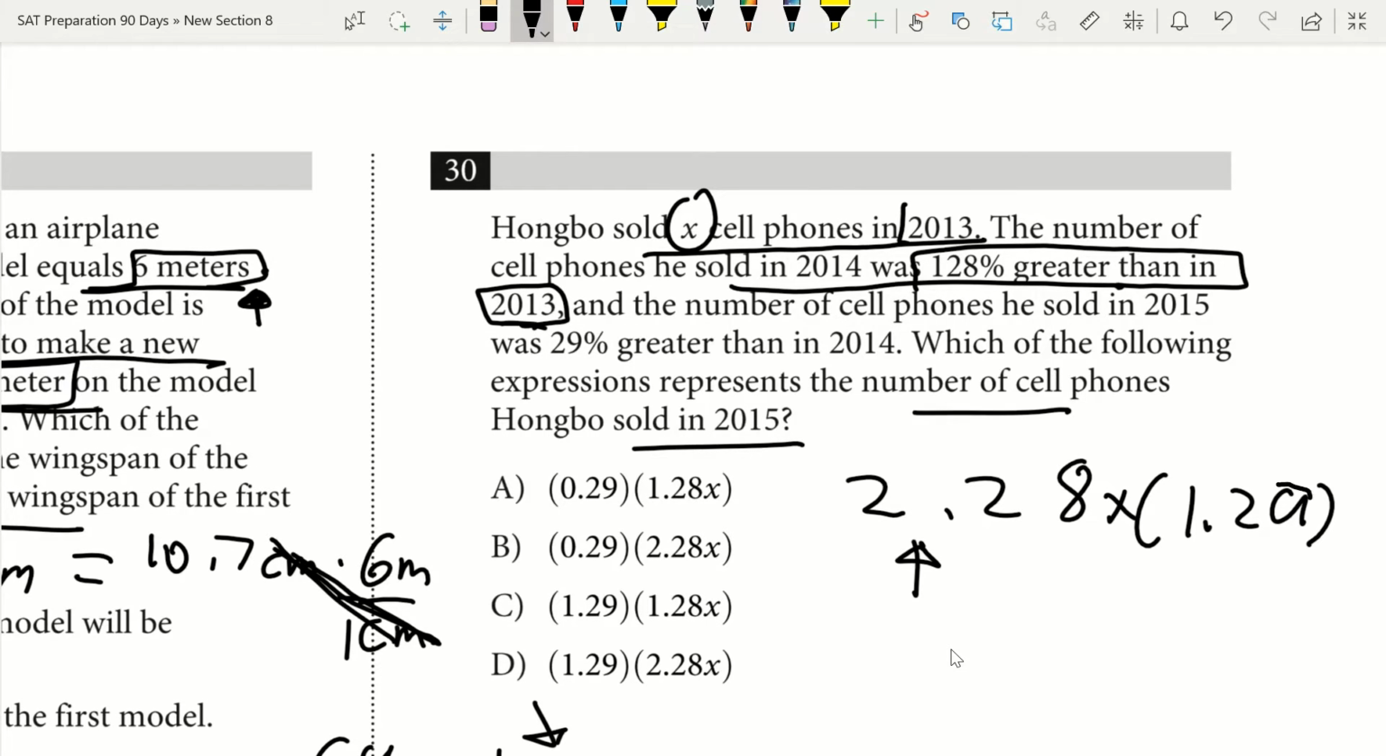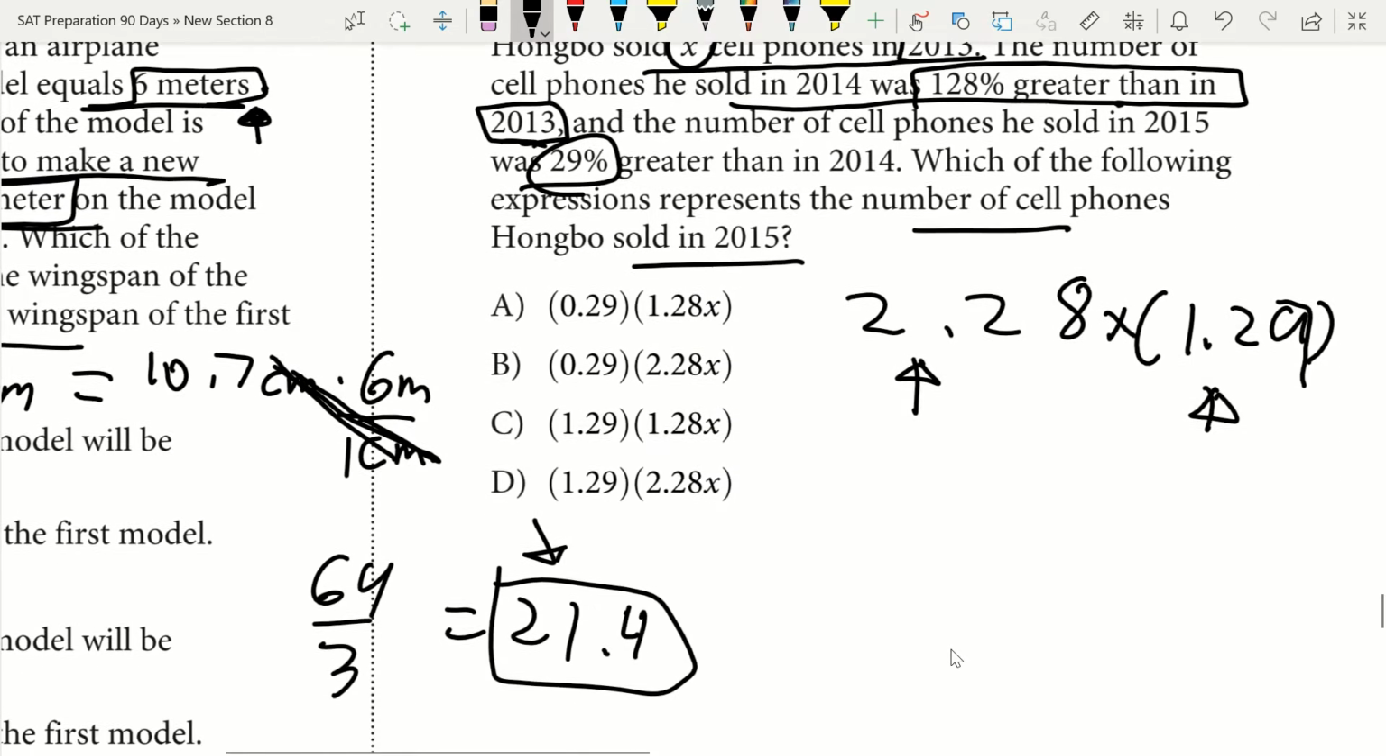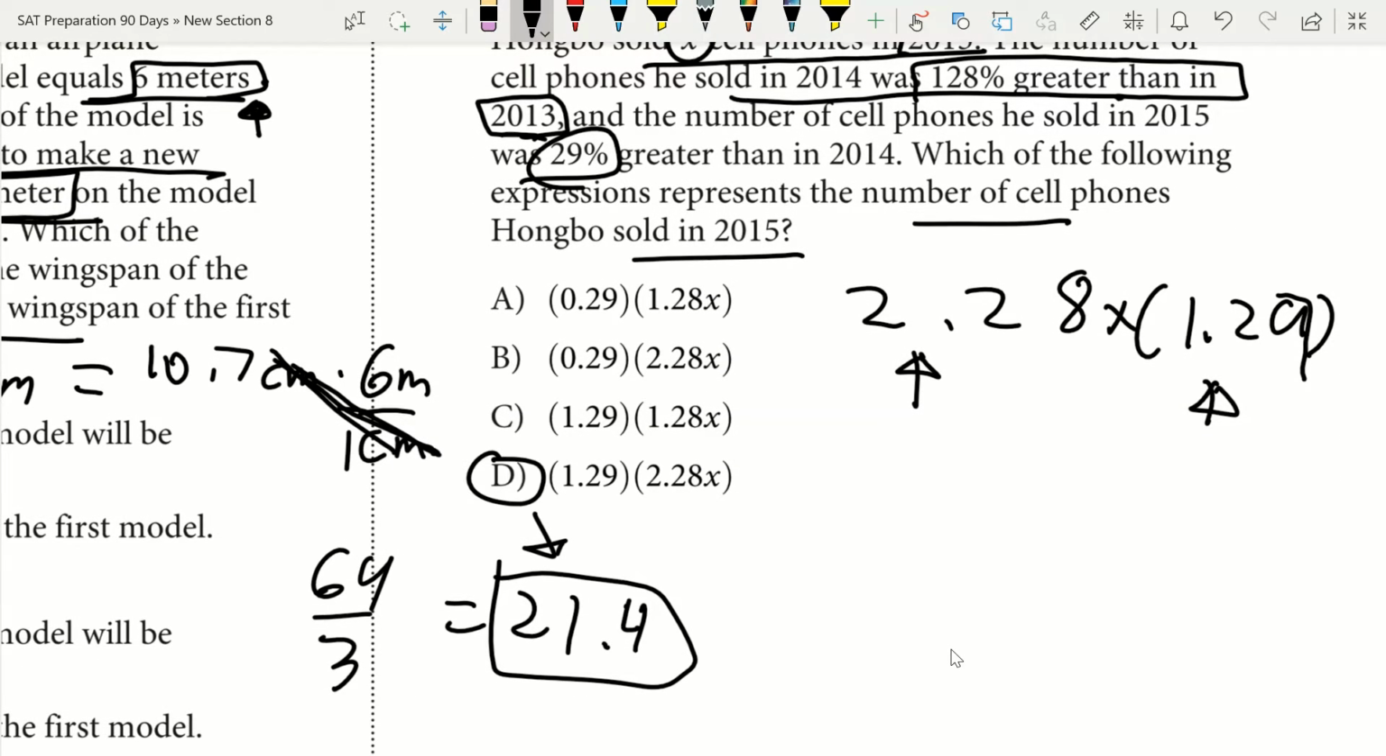Now after that, we see in 2015, he sells 29% more than he sold in 2014. So there we multiply by 1.29. So our answer then is going to be answer choice D. Okay, so that one right there, that one's not too bad.